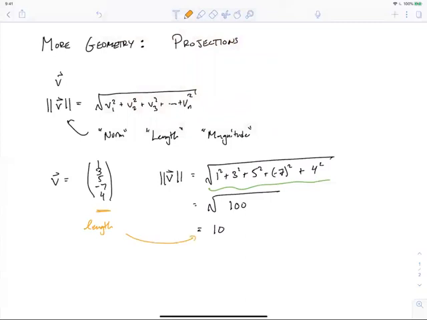This may seem a little weird, but there's no reason why you can't have length. You can have length in 1 dimension, it's just how long you are on a line. You can have length in 2 dimensions. You can have length in 3 dimensions. You can have length in any number of dimensions. And the formula is the same idea. You're going to use the Pythagorean theorem, so this is just the Pythagorean theorem generalized.